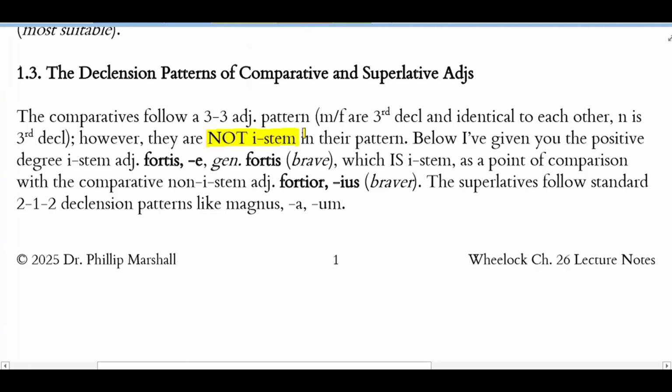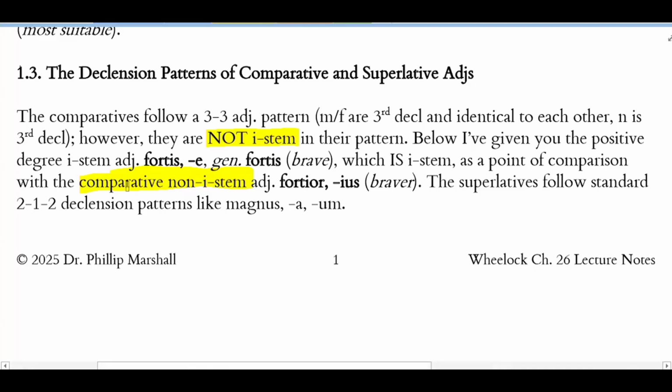Now what I've done is down below on page 2, I've given you the positive degree I stem adjective fortis, forte. The genitive is fortis, right? Brave. That is an I stem adjective that's 3-3. It's third declension in the masculine, feminine, and third declension in the neuter. As a point of comparison, our comparative adjective is non-I stem. Fortior and fortius. So those are third declension, but they don't follow the I stem pattern. Because I want you to be able to tell the difference. And I've put some shading on the comparative form so that you can actually see where they differ from the I stem type of third declension adjective.